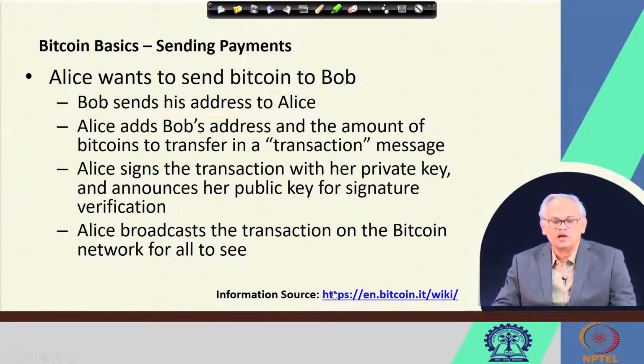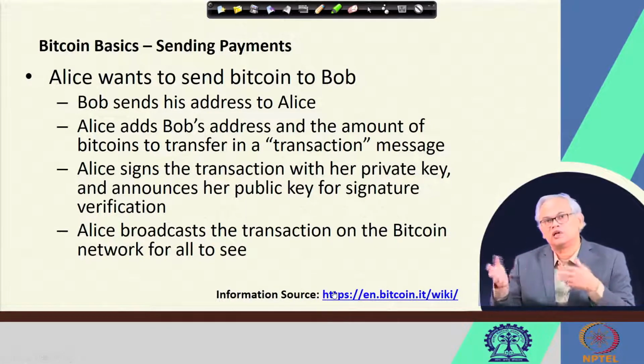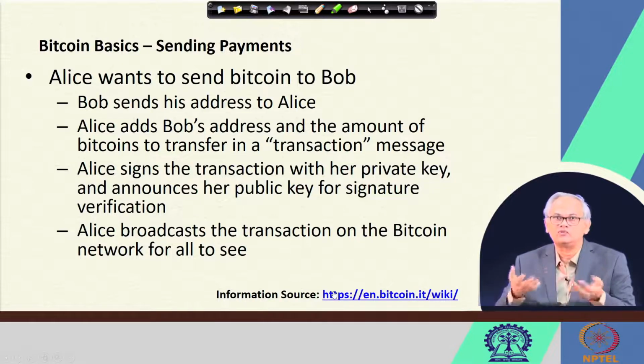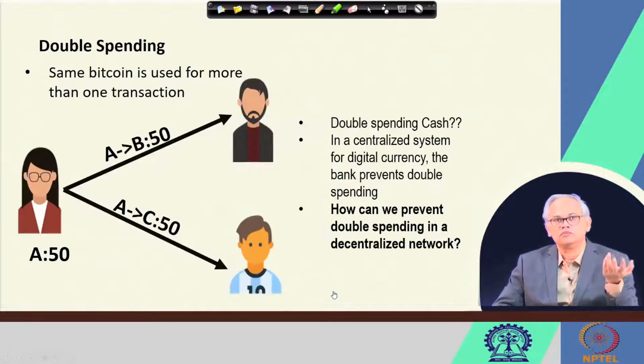Now, of course, we have seen how to send payments, which we have studied before, but now let us put it in the perspective of how it happens in the context of actual generation and transfer of bitcoin. So, Alice wants to send bitcoins to Bob. Bob has sent his address to Alice, which we have seen before. Alice adds Bob's address and the amount of bitcoin to transfer in a transaction message. Alice signs the transaction with her private key and announces her public key for signature verification, and then broadcasts the transaction on the Bitcoin network for all to see.